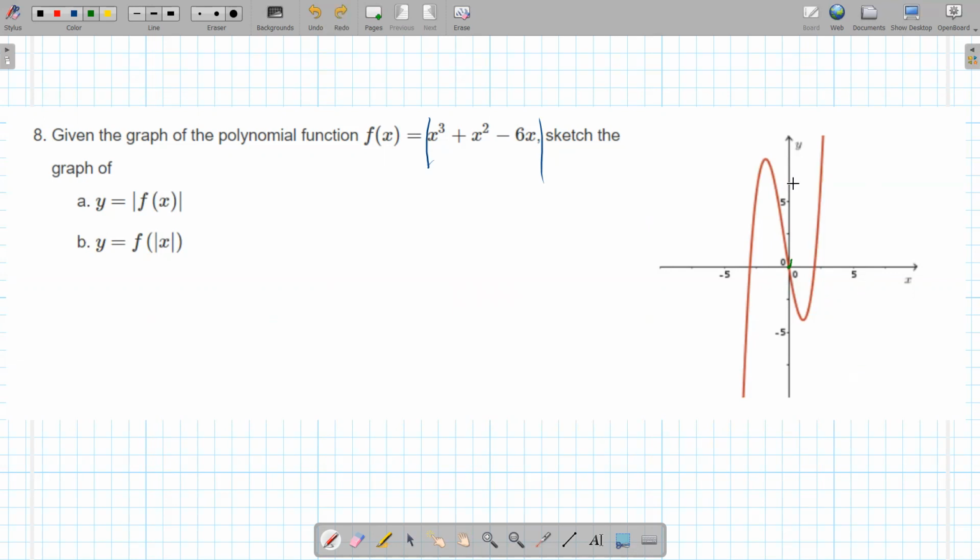So I'm just reflecting this bit, okay? Because that's where the x values are negative. And we can't have negative. All the x values need to be positive. So y values are going to stay the same, but x values are going to flip. So this will actually not be a function. So it's going to look something like this.